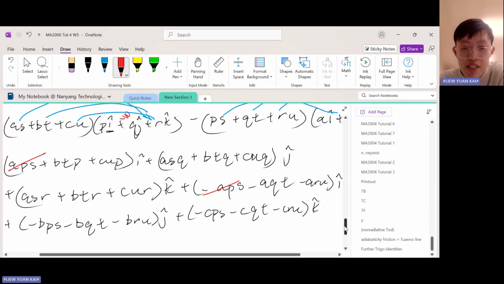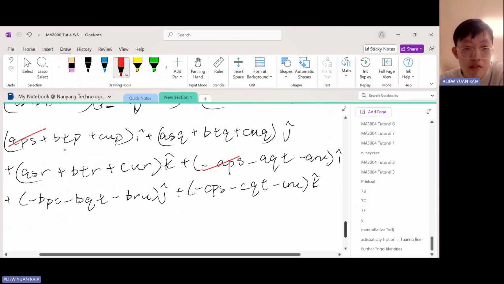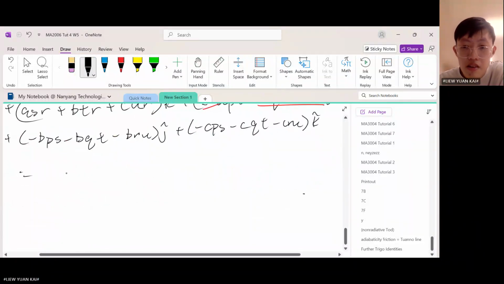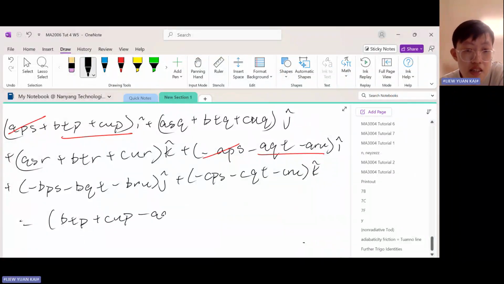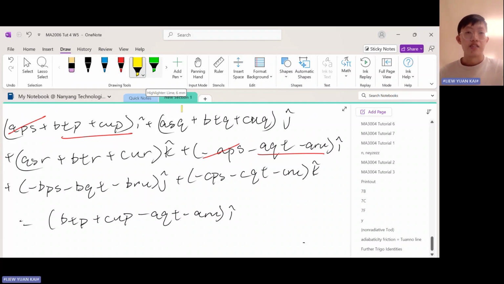That's all we can simplify. So we just group all the items together. So group this with this. Okay, so we have BTP plus CUP minus AQT minus ARU I. Then next we have the J terms.